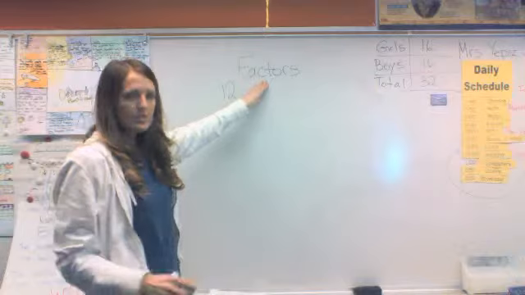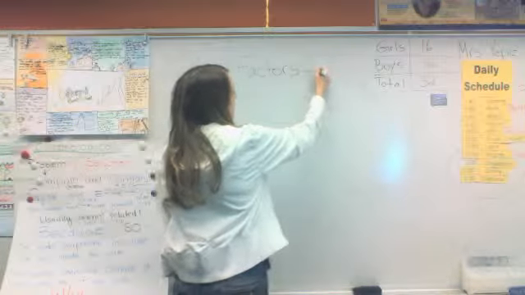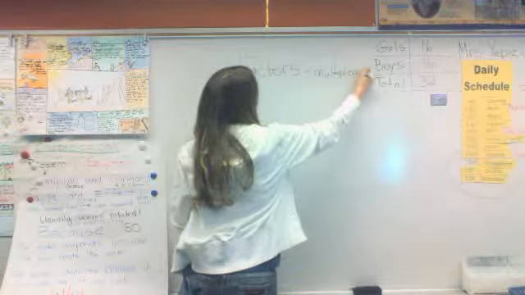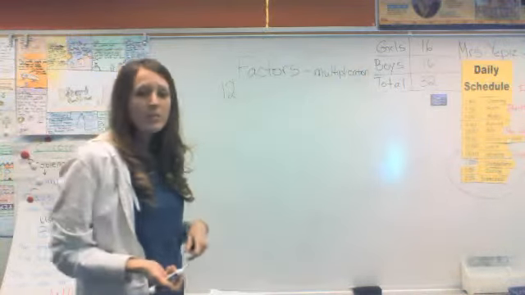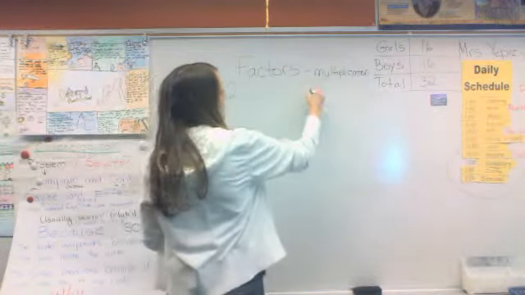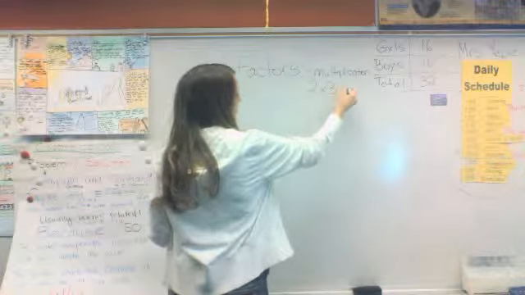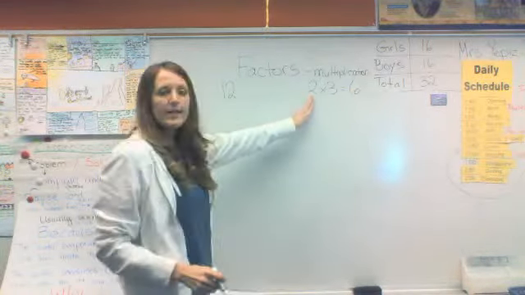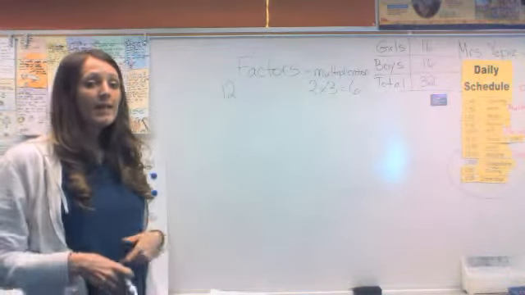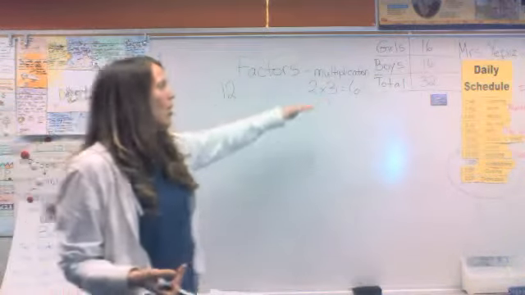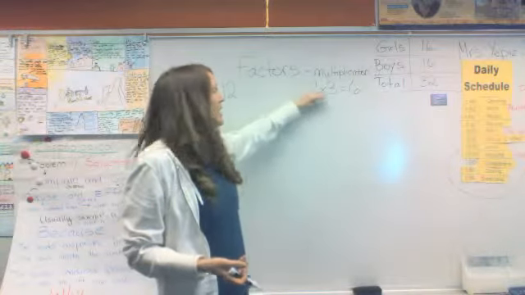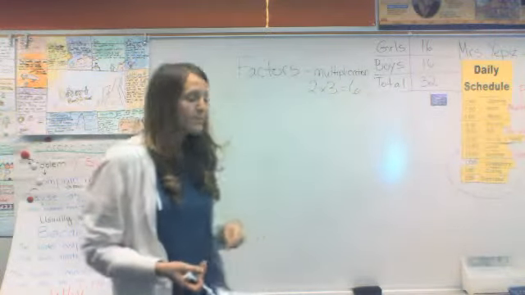Now our factors are the numbers that you multiply. It's with multiplication. They're the numbers that you multiply together to get your product, or your answer to multiplication. So in 2 times 3 equals 6, my factors are 2 and 3, and my product is 6. When I'm finding my list of factors, I'm going to find all the ways that I can find a pair of numbers that I can multiply together to give me the given number.